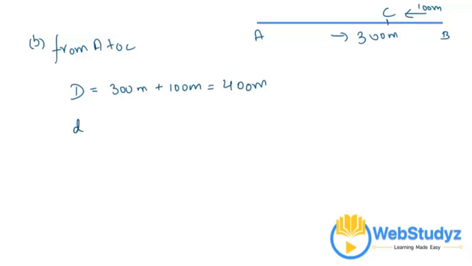The displacement small d here is 300 meters minus 100 meters, that is equals to 200 meters. It is so because displacement is the shortest distance. So here 300 meter was the total distance and 100 meter was in opposite. So 300 minus 100 is 200 meters.